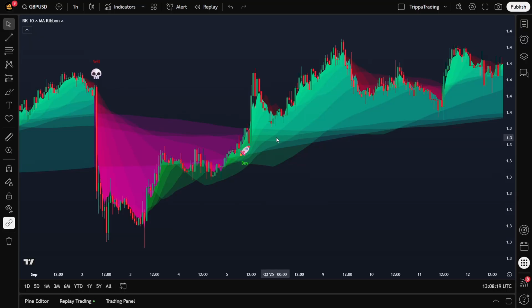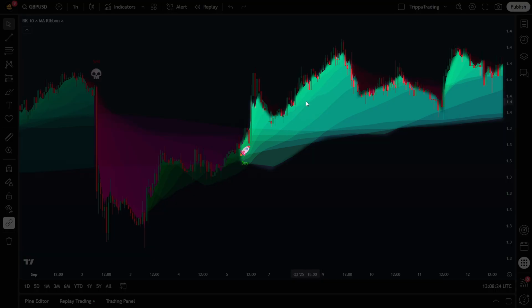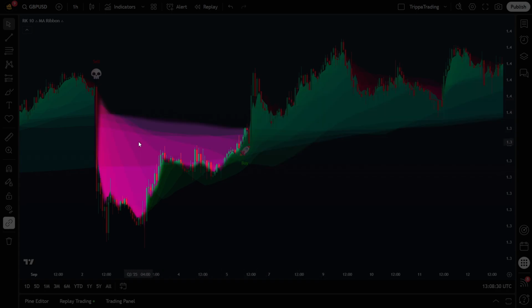Now the ribbon itself changes color based on trend. When the market is bullish and the price is above the moving averages, the ribbon turns green in different shades. When the market is bearish and the price is closing under those averages, the ribbon turns purple.